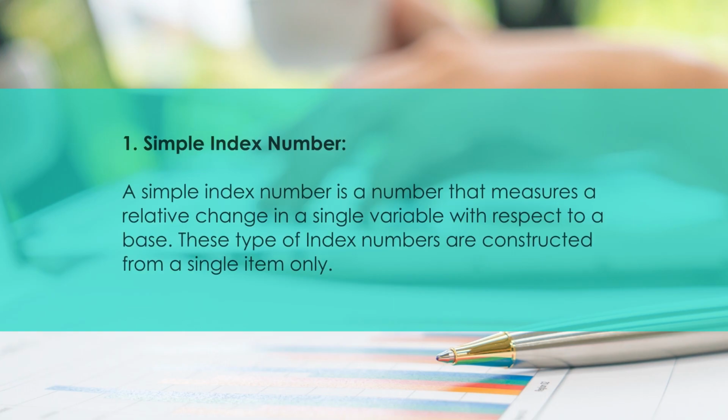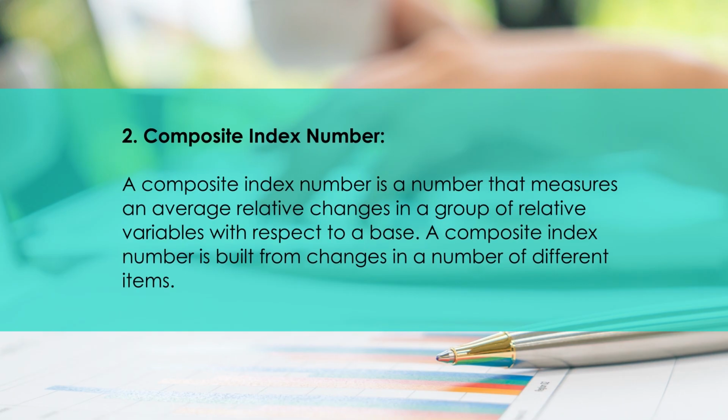A simple index number is a number that measures a relative change in a single variable with respect to a base. These types of index numbers are constructed from a single item only. A composite index number is a number that measures average relative changes in a group of related variables with respect to a base. A composite index number is built from changes in a number of different items.